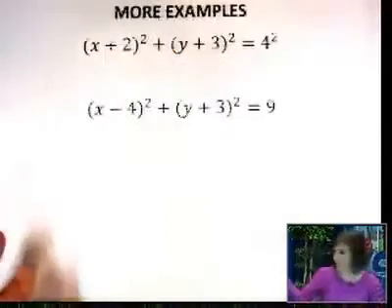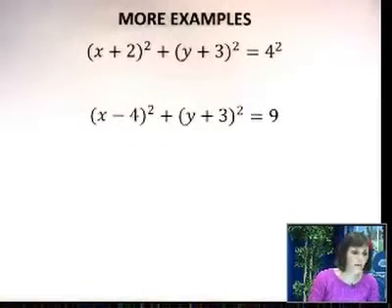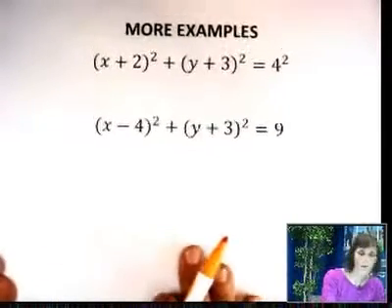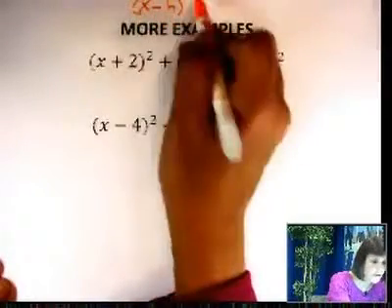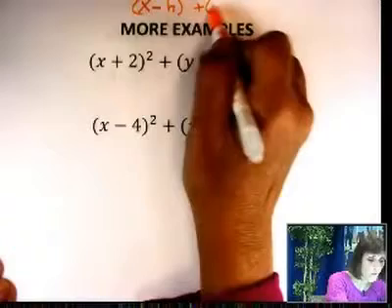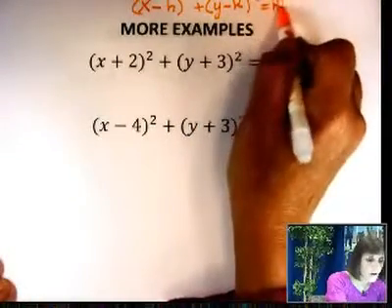Now, problem. Manipulations of the same formula. Let's put down the formula: (x minus h) squared plus (y minus k) squared equals r squared.